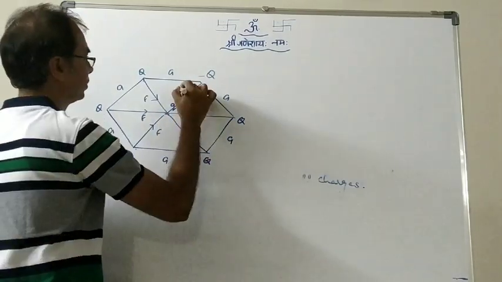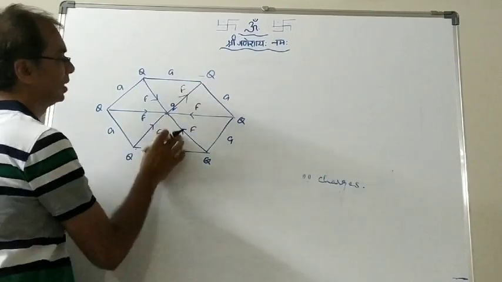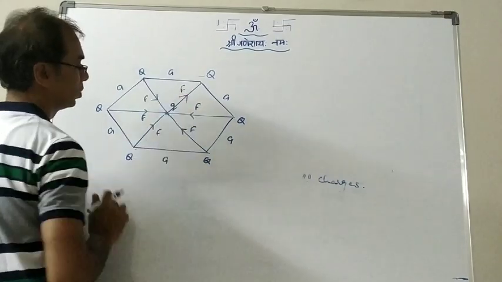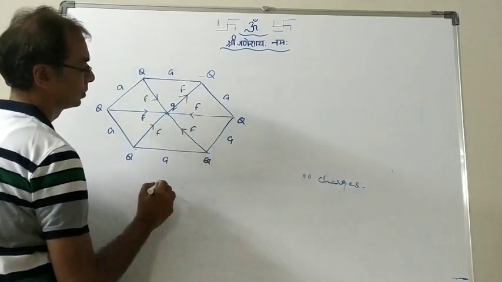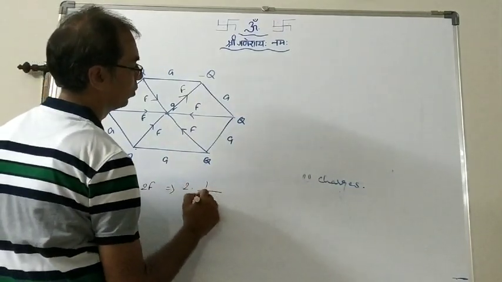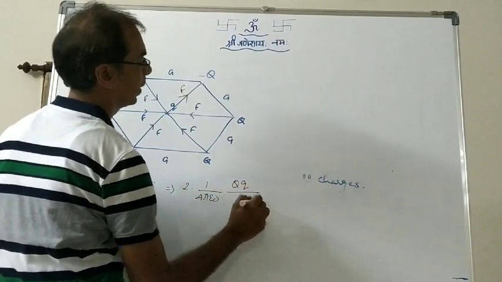How much? F. What's going to happen? This and this get cancelled, this and this get cancelled, but this is in the same direction. So what will be the net force? 2F. What's the answer? 2 into 1 by 4 pi epsilon naught Q by A square.